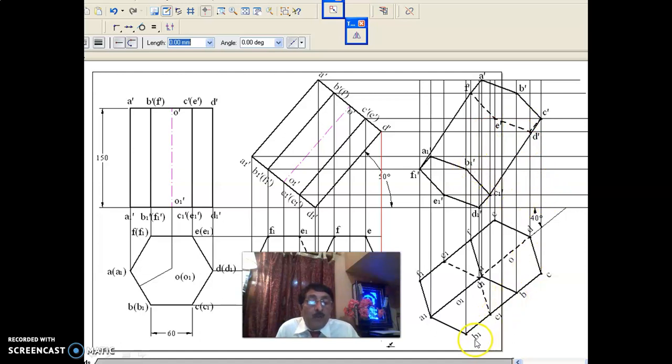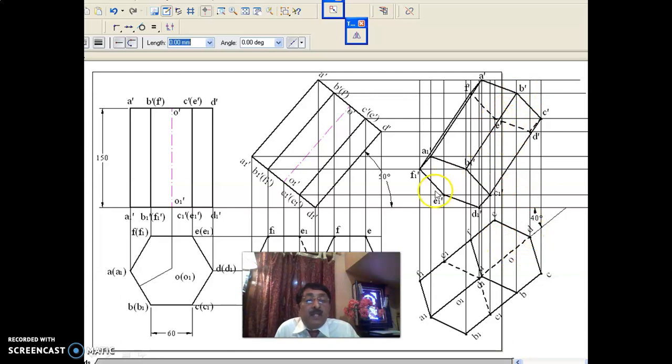Now you see here, when you are looking from the front, BB1 and CC1 are nearer to the observer. As a result, BB1 and AA1 are nearer to the observer, so you darken BB1 and AA1. Then you are left with 2 more edges, EE1 and DD1.